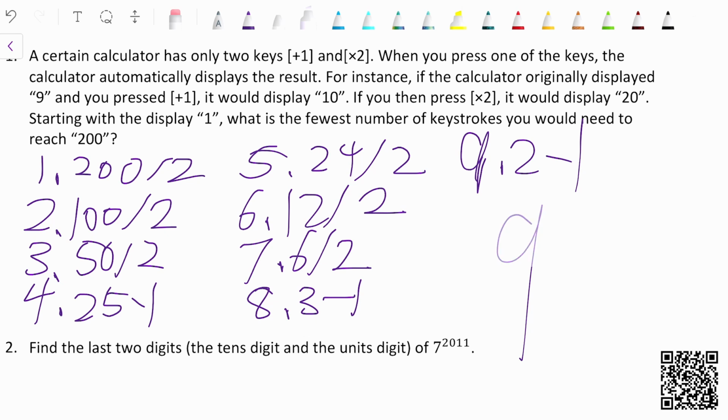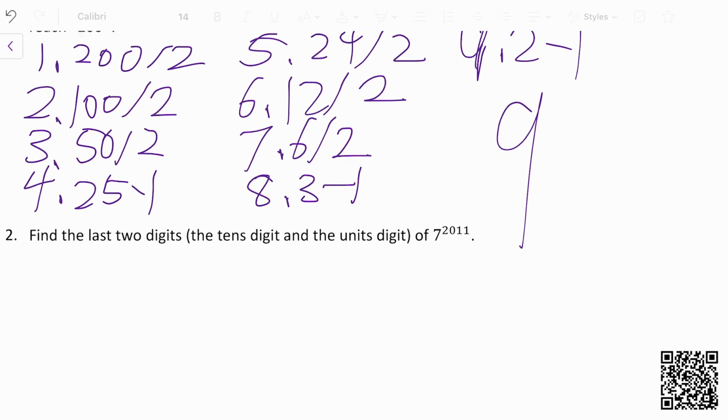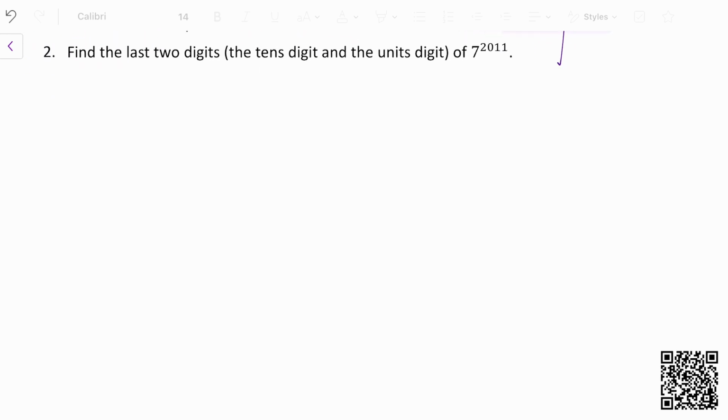Because it works the same way, it's just that we're going backwards. So instead of plus 1 and multiply by 2, we go minus 1 and divide by 2. But yeah, it works the same way, and the answer is still the same, so 9.